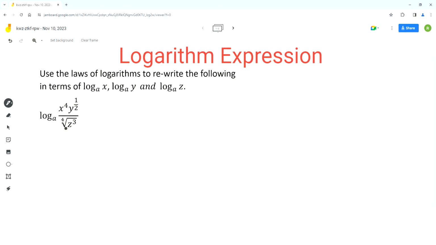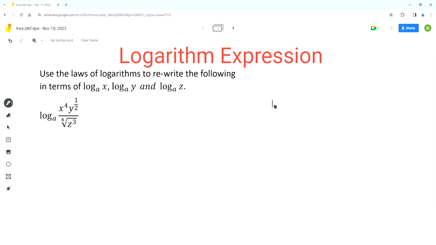So for that we'll use the different laws of log. So the first step here is to break up the single log term of this fraction into two log terms using the quotient law of log. So I'll write the quotient law on the board.